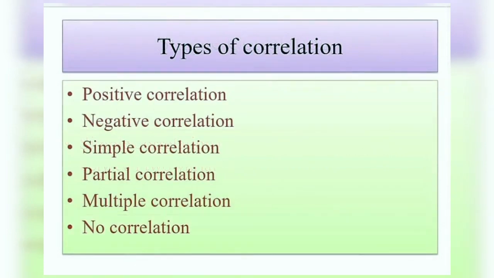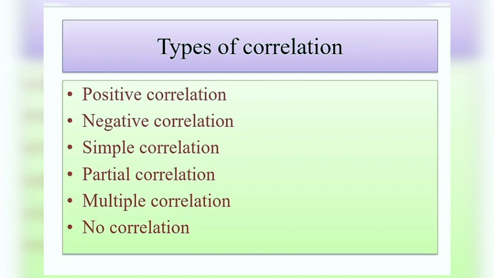The next one, types of correlation. In types of correlation, we have positive, negative, partial, multiple, and no correlation. First of all, positive correlation. In positive correlation, we take two variables x and y. Here, the values of the two variables change in the same direction. That is called positive correlation. Negative correlation: we take two variables x and y. Here, the values of the two variables change in the opposite direction. That is called negative correlation. Here, positive and negative correlations are called simple correlations.